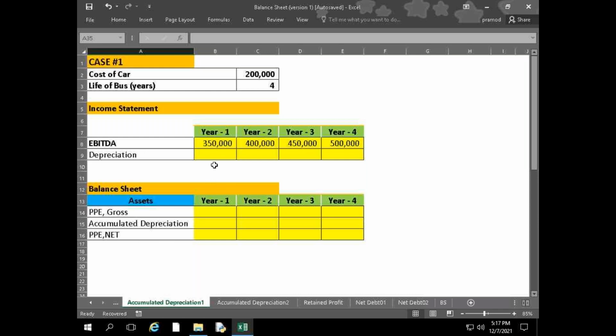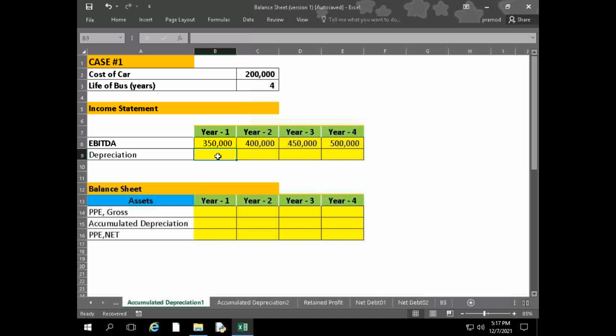Okay. So the first one, if I read, cost of the car is 2 lakh and the life of the bus years is 4 years. That's the balance sheet we will do it. So for EBIT, they have itself given. Here, the amount is 3,50,000. The depreciation is how much?